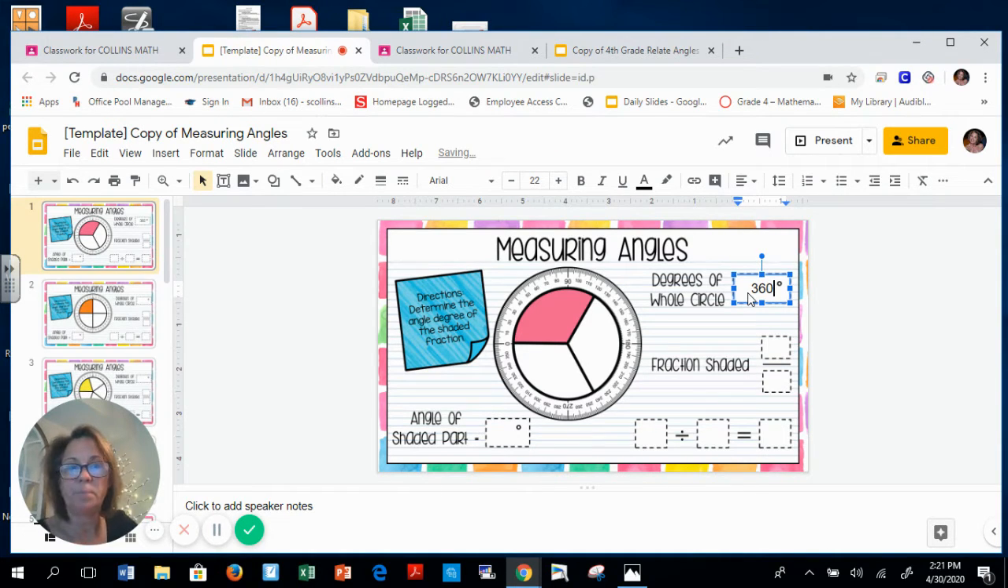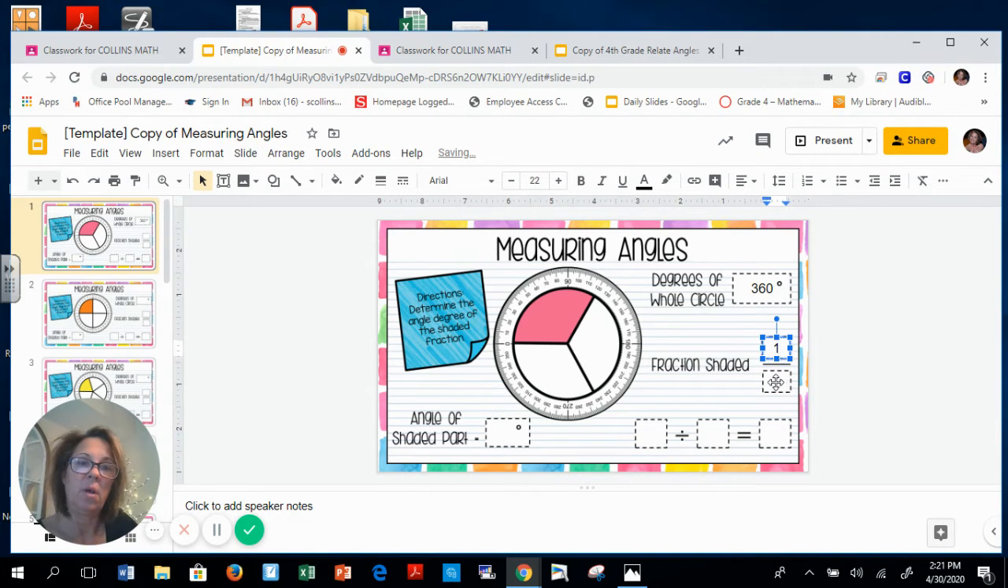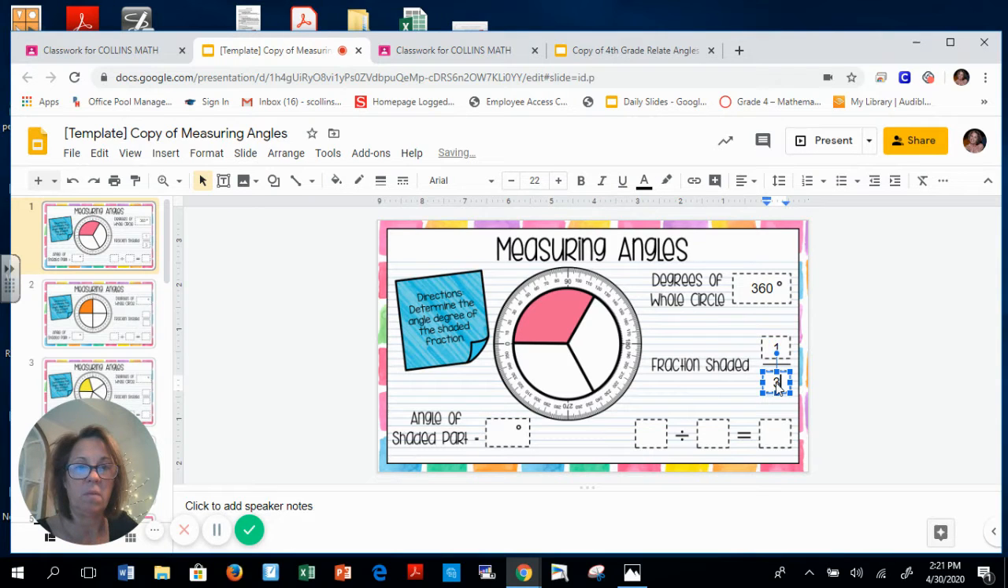360 degrees. Then where it says fraction shaded, they want to know, if I'm looking at the circle in the middle of the protractor, what fraction is shaded? Well, I see one portion shaded, out of 3 altogether. So 1/3 is the fraction that is shaded here.